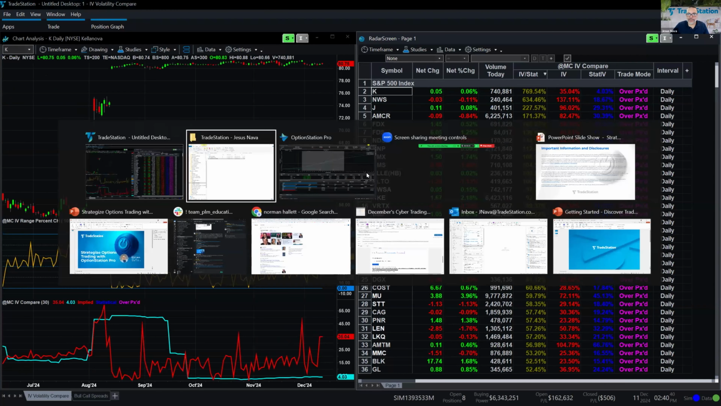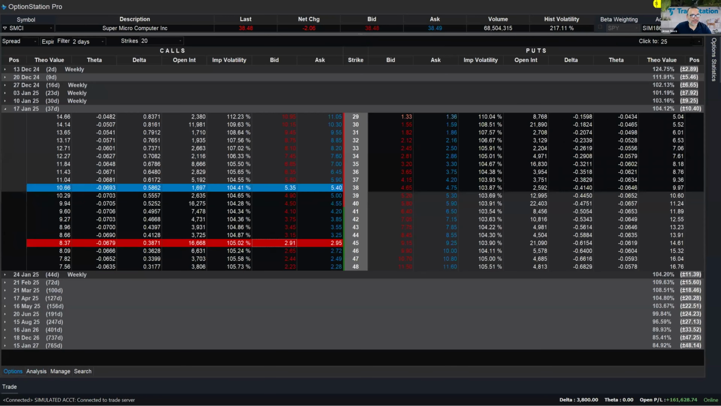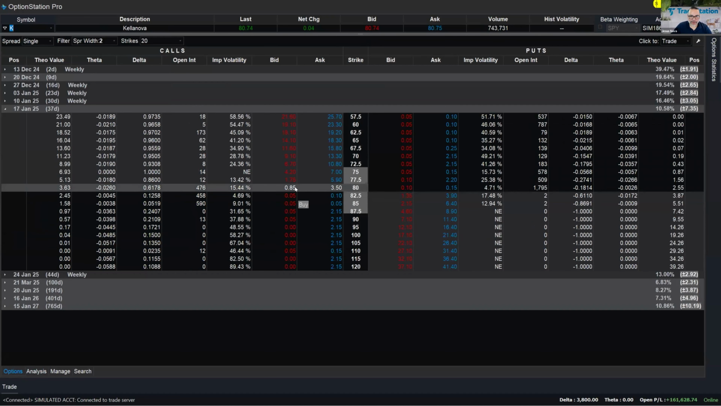Let me go here to OptionStation Pro for a moment. My options, let me load K. You can see the prices of the options right here.